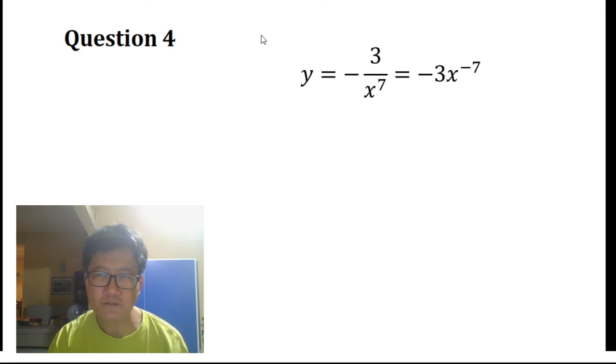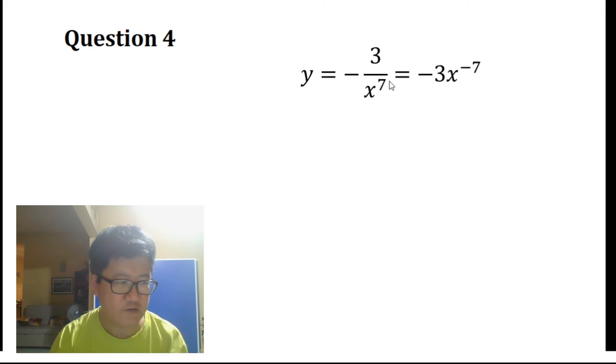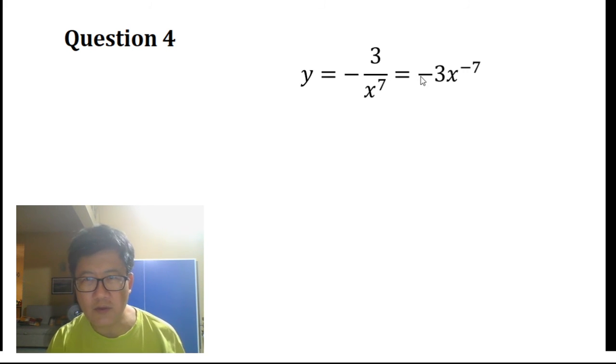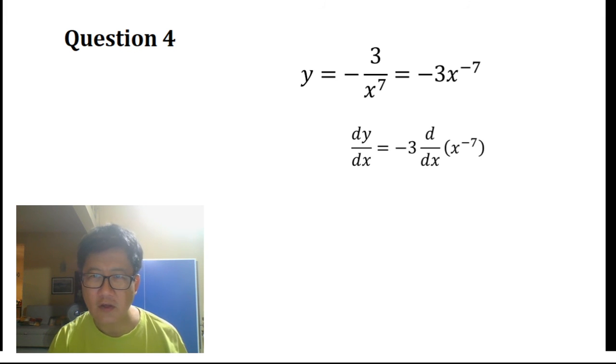Now the final one, we have y equals minus 3 over x to the power of 7. We transform it into this format, minus 3x to the power of minus 7. So we are ready to get our first differentiation. The minus 3 is here, and d dx, differentiate x to the power of minus 7. When we do that, we get minus 7x to the power of minus 8. So we bring down the minus 7, and minus 7 minus 1 is minus 8.